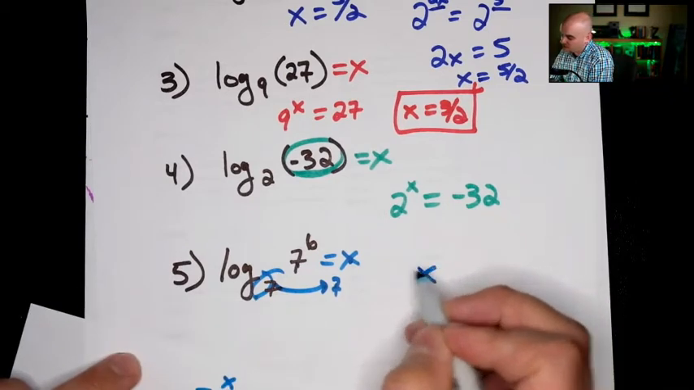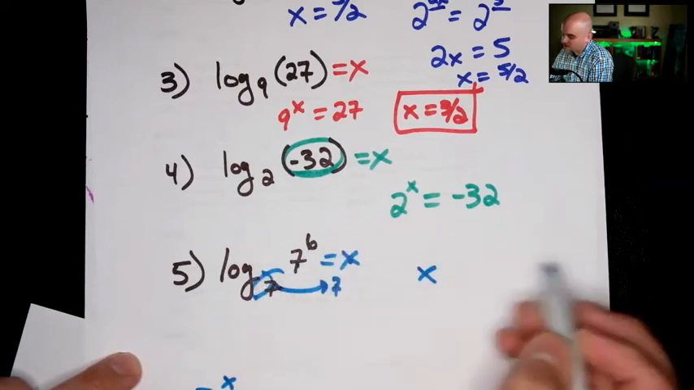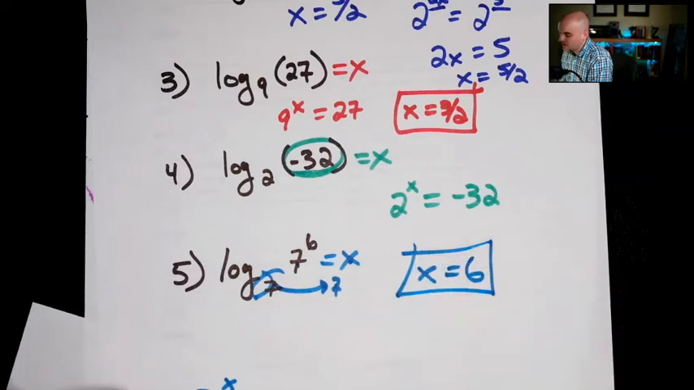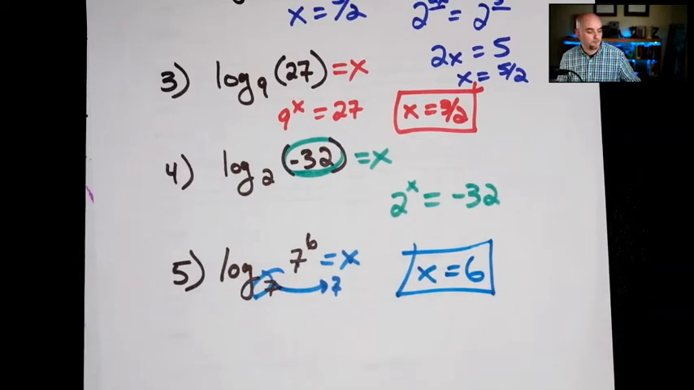So don't get confused by all of the base and then raised to another exponent. This actually makes it super easy for me. It becomes x equals 6.